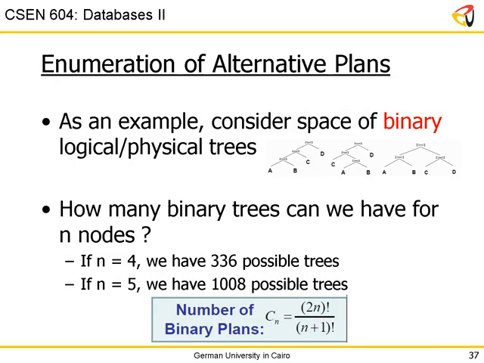If you just look at binary trees, how many binary trees can we have? Well, this will take us to combinatorics. The number of binary plans we have, if n is equal to 4, is 336 possible trees. If you don't believe me, plug the number into the formula at the bottom. You should get this from your calculus book, combinatorics and permutations chapter, because this is how many ways we can combine the 4 nodes. What if we have 5? We have 1008 possible trees.